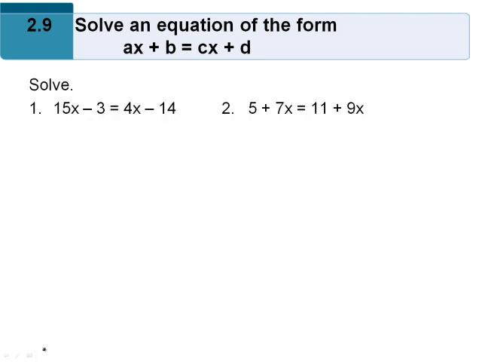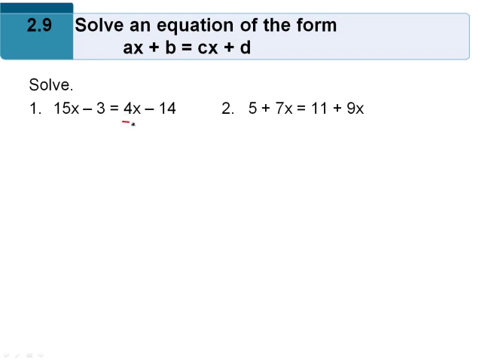Okay, so here's our first example: 15x minus 3 equals 4x minus 14. Look on the left, no like terms there. Look on the right-hand side of the equal sign, no like terms. But I've got x's on both sides of the equal sign, so I need to get them together on the same side. I'm always going to start with the variable on the right-hand side, and I want to get rid of that 4x.